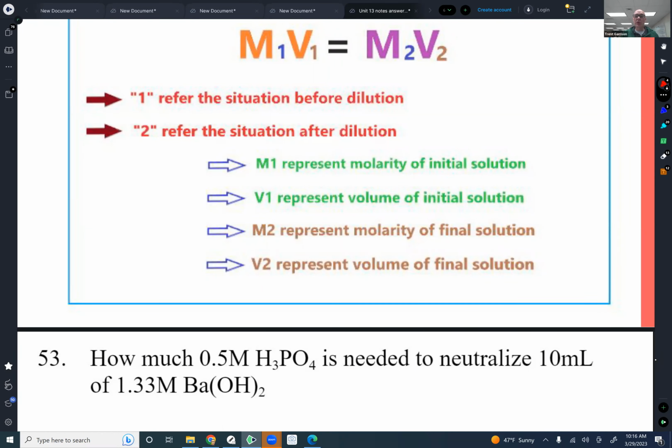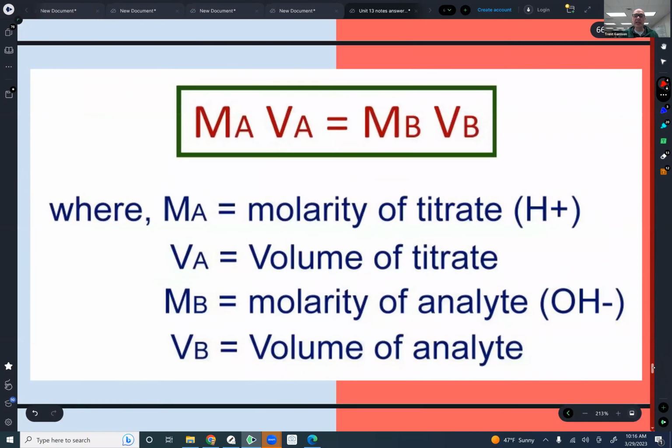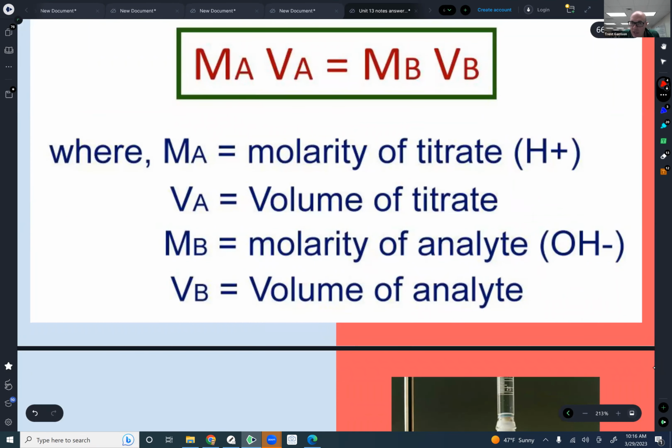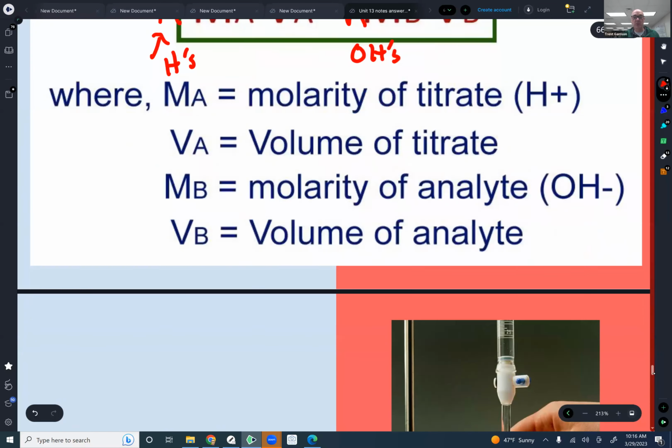We ran into that same exact equation when we were dealing with solutions. The ones and the twos were the initial and final volumes, how they changed. What we're going to do today is work with a similar idea, but with acids and bases. Now, this formula works if we have strong acids and bases. If we have weak ones, then those H's are going to be given off at different times, so we will need to count how many H's there are and how many OH's there are.